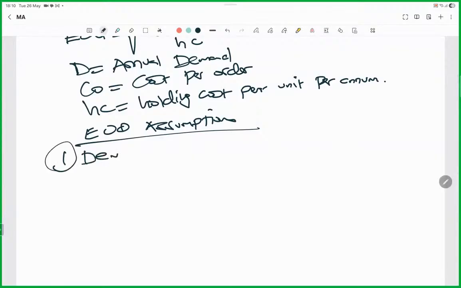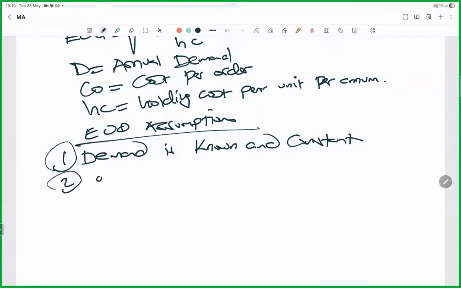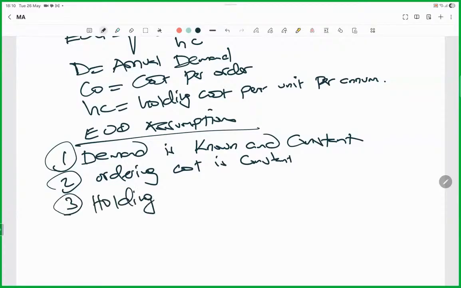Demand is known and constant. Full stop. Number 2, ordering cost is constant. Number 3, holding cost is constant. Those three you will see in the formula. Holding cost is constant. Very good. Then we have number 4, lead time.